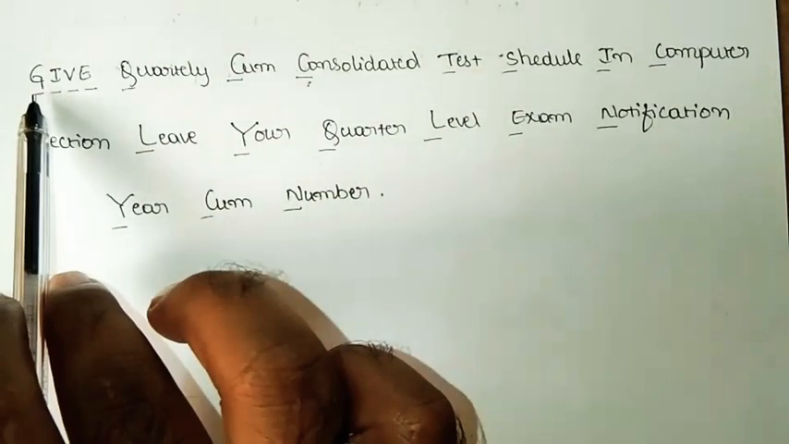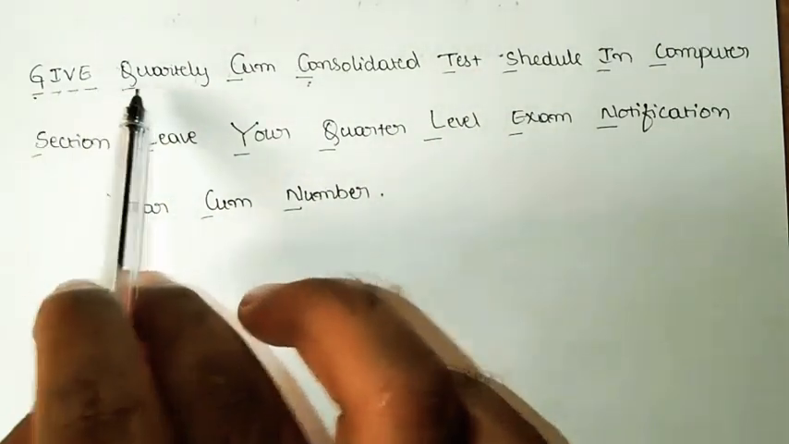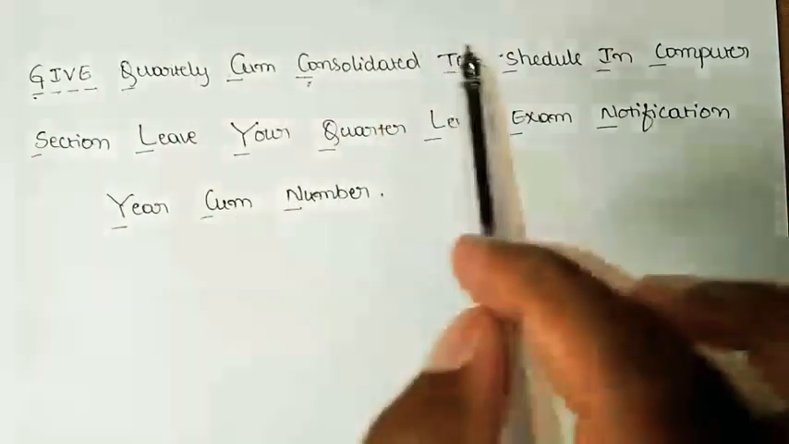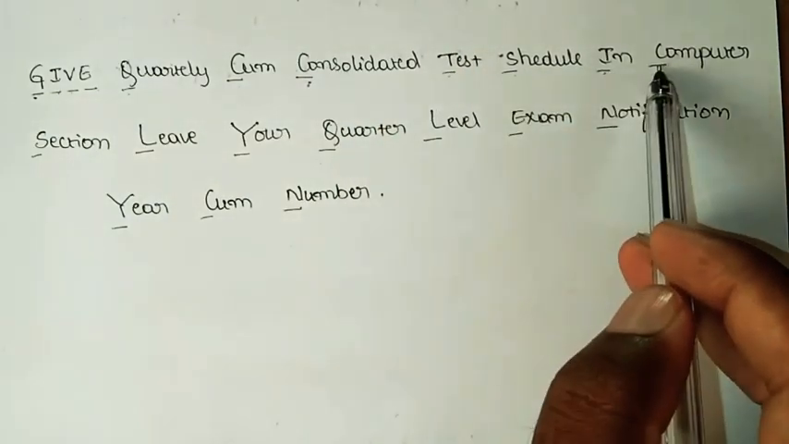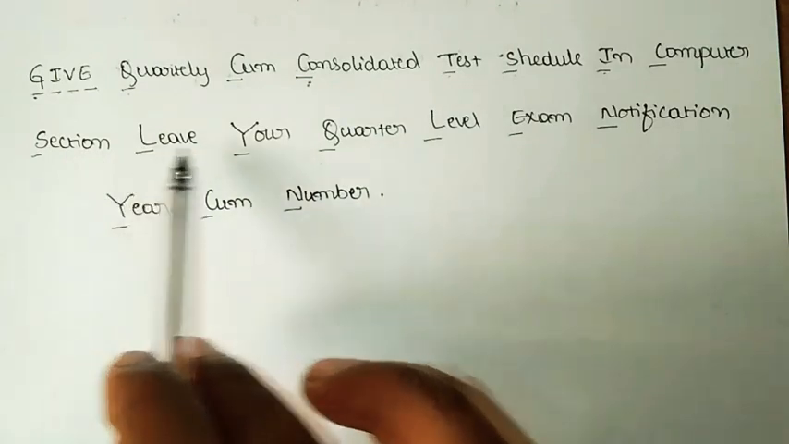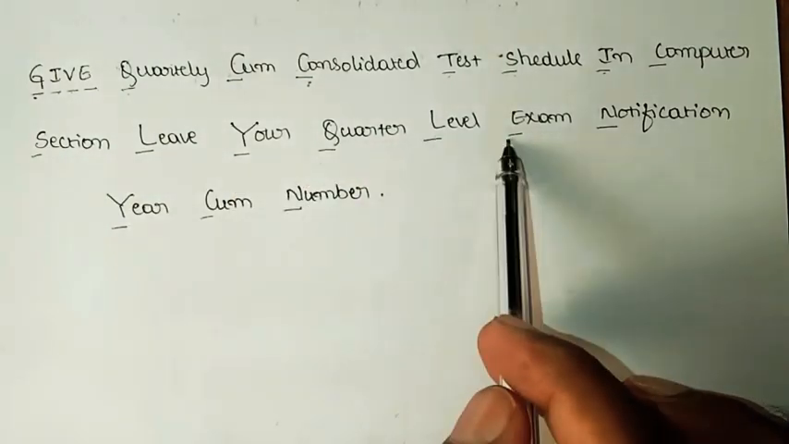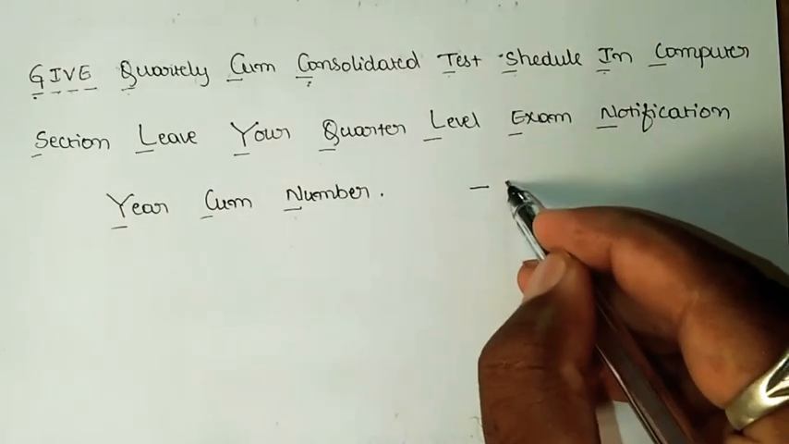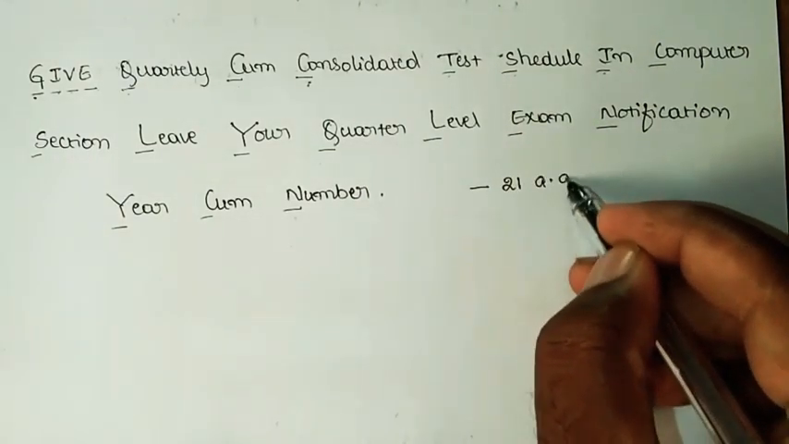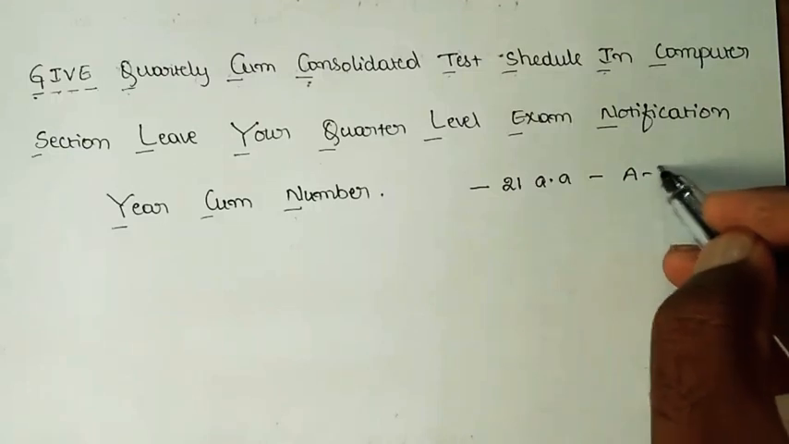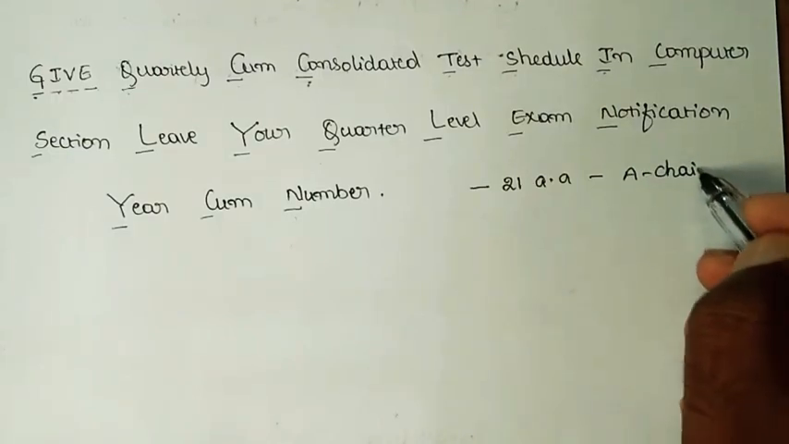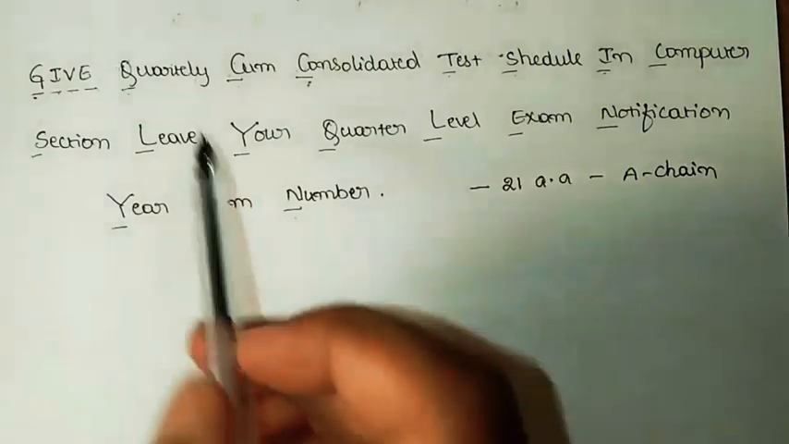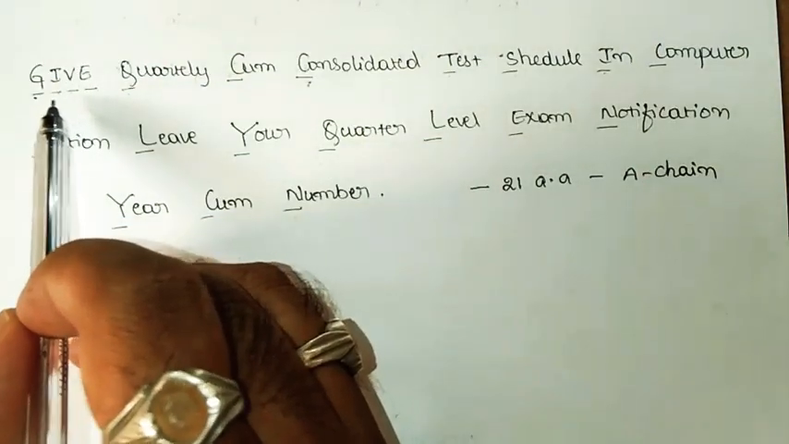So here you can notice GIVE 4, 5, 6, 7, 8, 9, 10, 11, 12, 13, 14, 15, 16, 17, 18, 19, 20, 21. So there are 21 amino acids present in A chain of the insulin. So here we shall go with the amino acids.